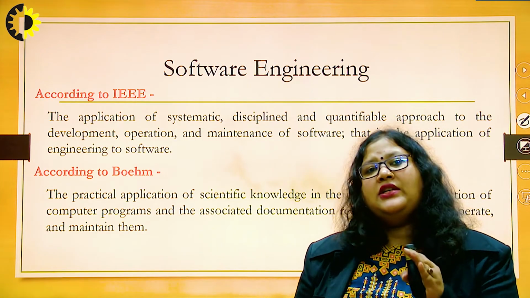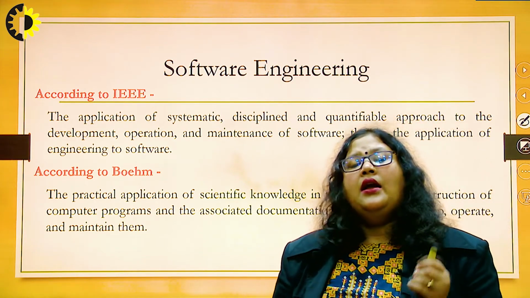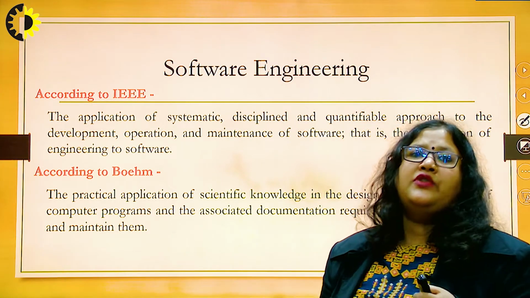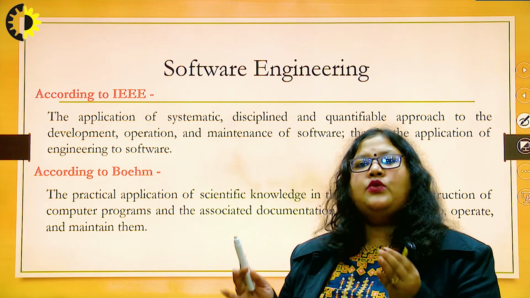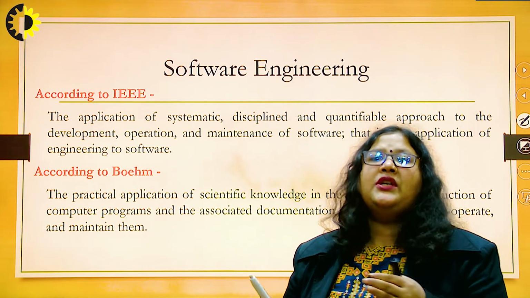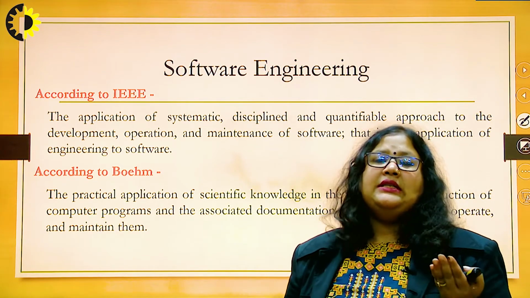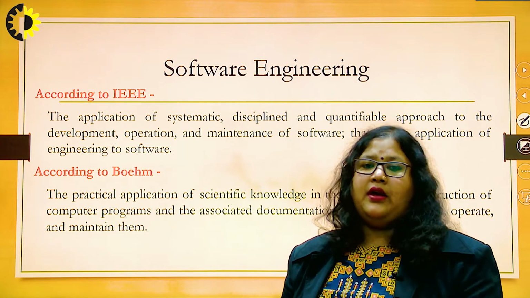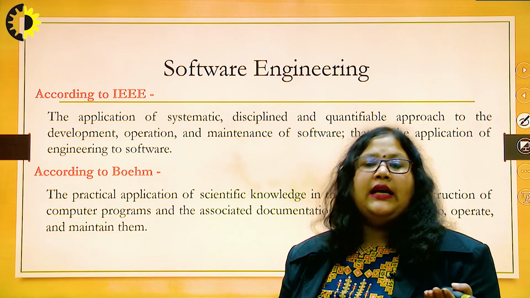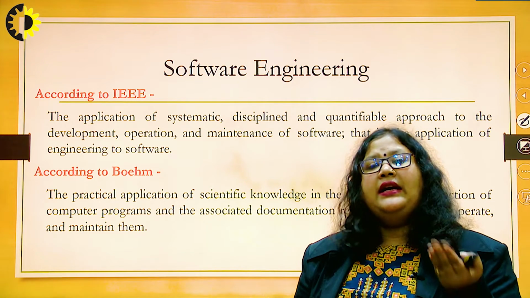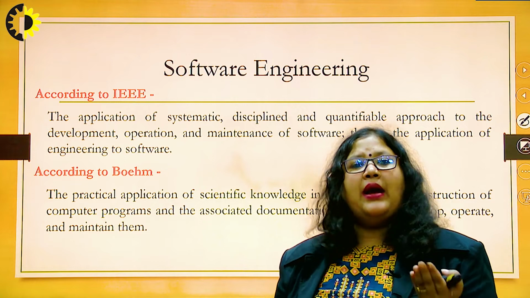Now the definitions that are defined by the IEEE and Boehm, the name of the scientist. IEEE defines software engineering as the application of a systematic, disciplined and quantifiable approach to the development, operation and maintenance of software. So basically what does it mean? It means that we have to develop any software with defined rules and regulations, and we achieve the quality of the software within the defined time and cost. So this is the basic definition of software engineering defined by the IEEE.